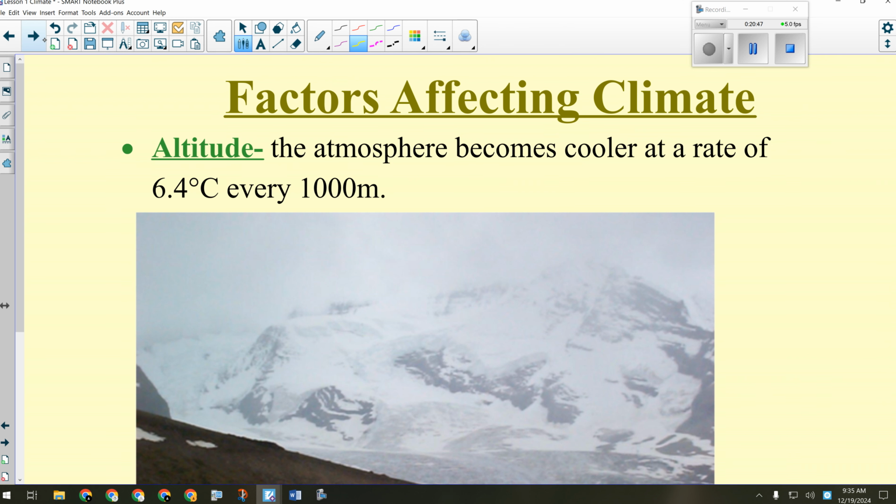The second factor is also one that could essentially be used for pretty much anywhere, and that's altitude. The higher up you go, the colder it gets. About 6 degrees for every vertical 1,000 kilometers you go.